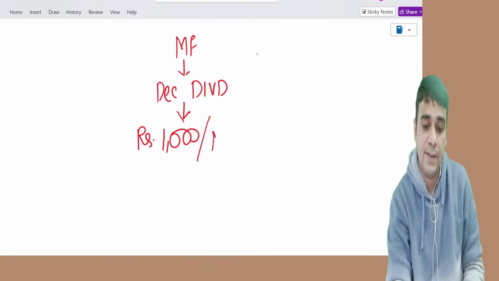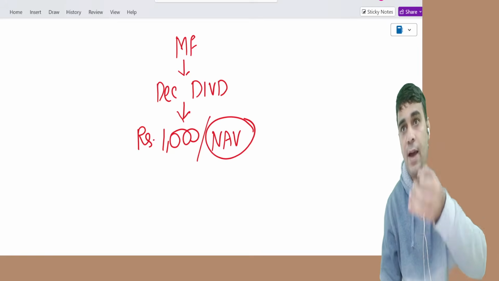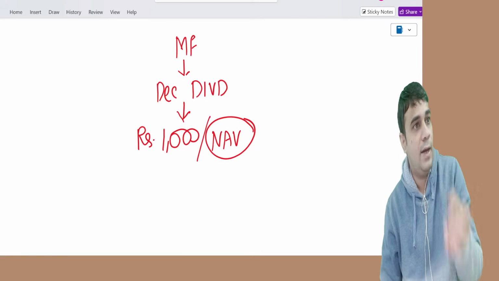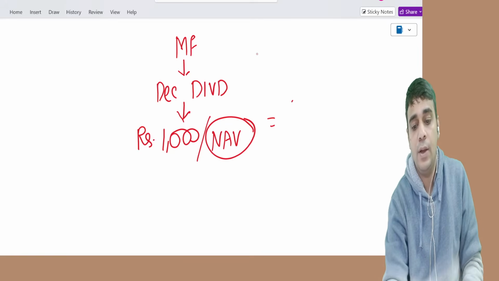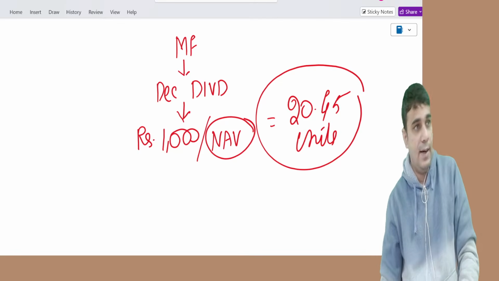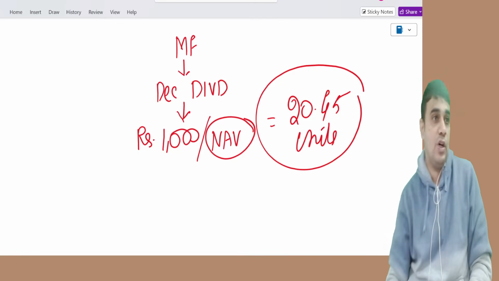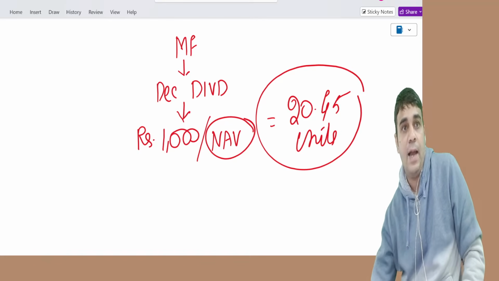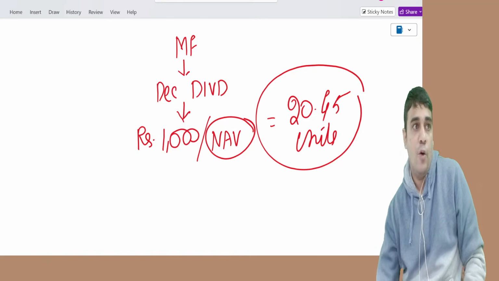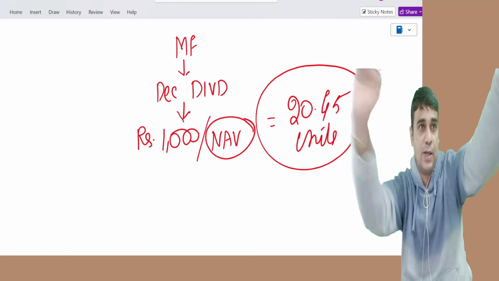I divide this by the NAV. What is NAV? NAV is the value of the mutual fund today. So I divide by the NAV and give you an extra 20.45 units. Units can be in decimal in a mutual fund. So instead of giving you 1000 rupees, I'll give you 20.45 units, 30.45 units, 40, some extra units.